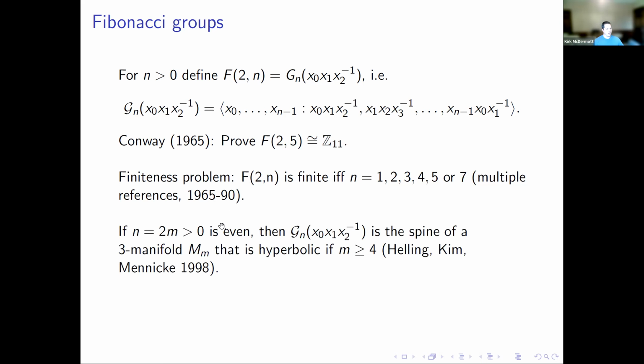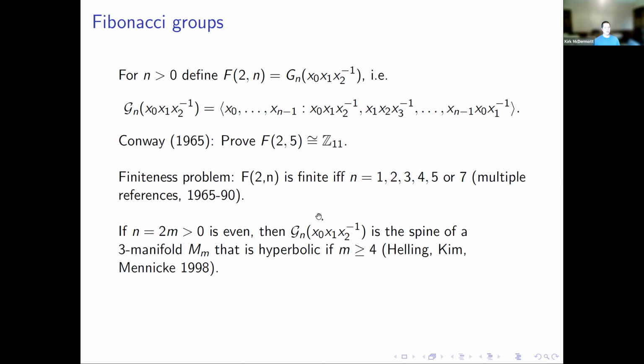Okay, but what about the topology? Well, it turns out if n is even, then these cyclic presentations are the spine of three manifolds. And so again, one of the popular problems here is the asphericity problem. And if a presentation is not aspherical, that means there exists an essential spherical map, so a spherical van Kampen diagram.